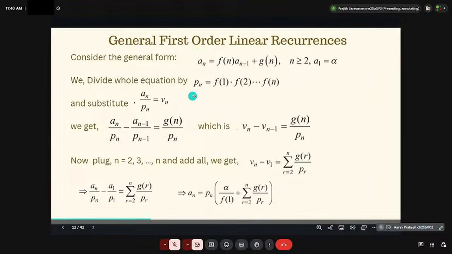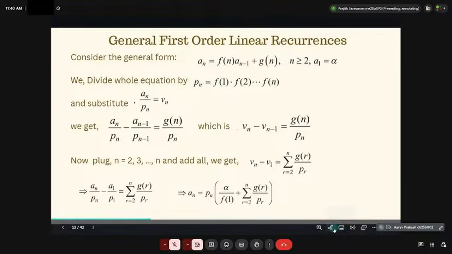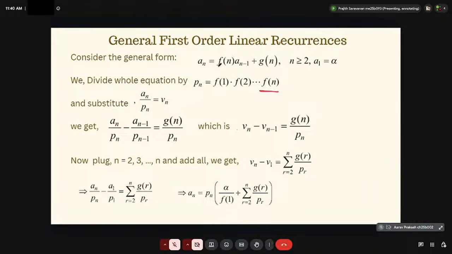So I have written the same exact method in a more general format in the slide. I've just considered general functions f of n, g of n. If we divide by the product from f of 1 to f of n, the whole expression, which is called Pn, f of n will get cancelled. When we make this division, the f of 1 to f of n terms will get cancelled, and you will simply end up with this term and this term.